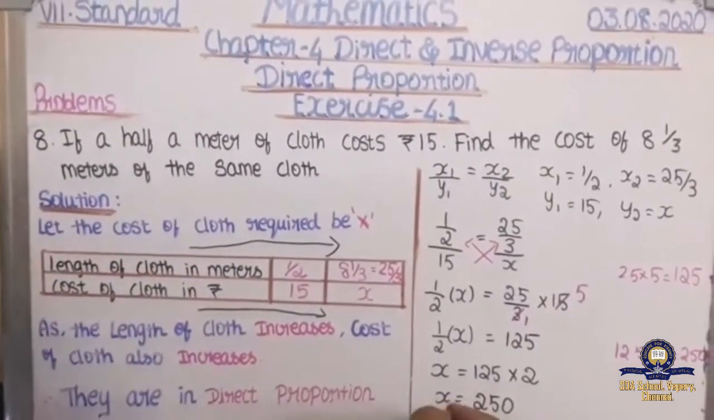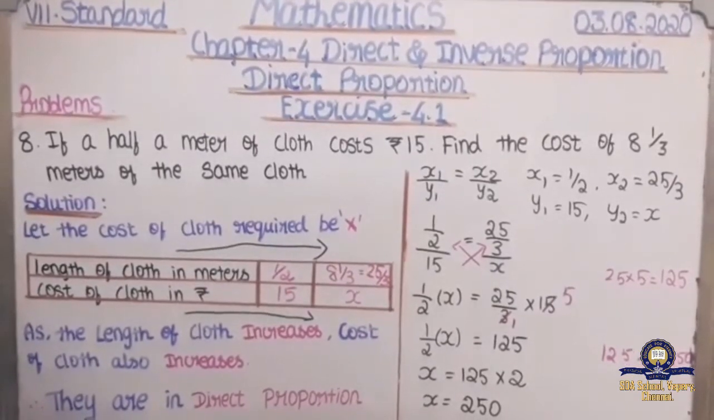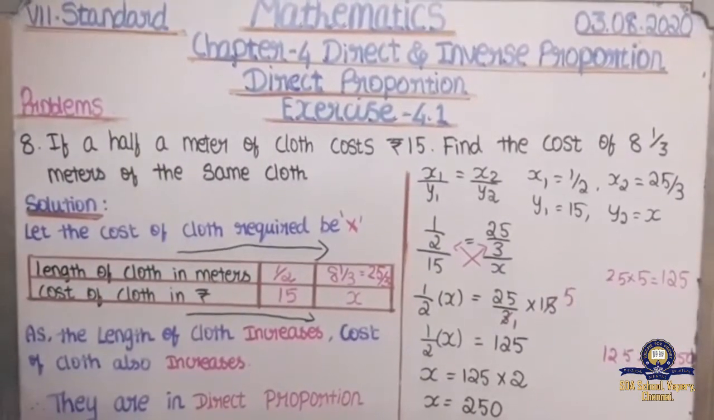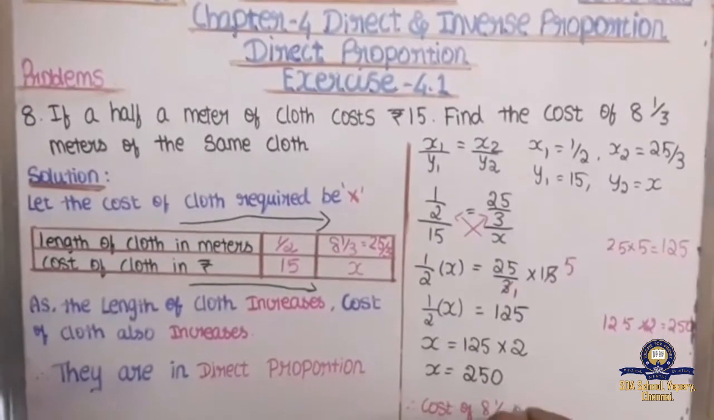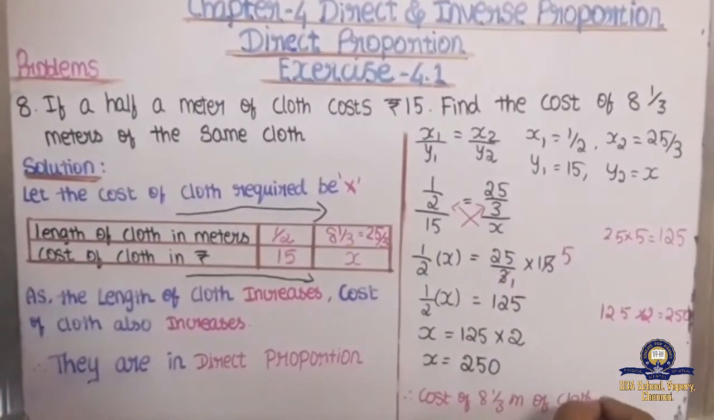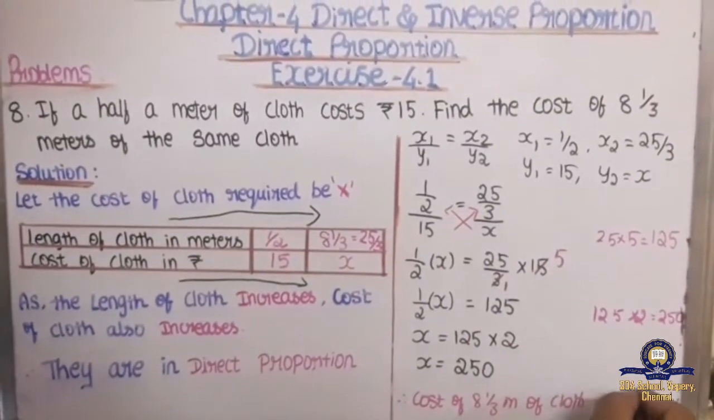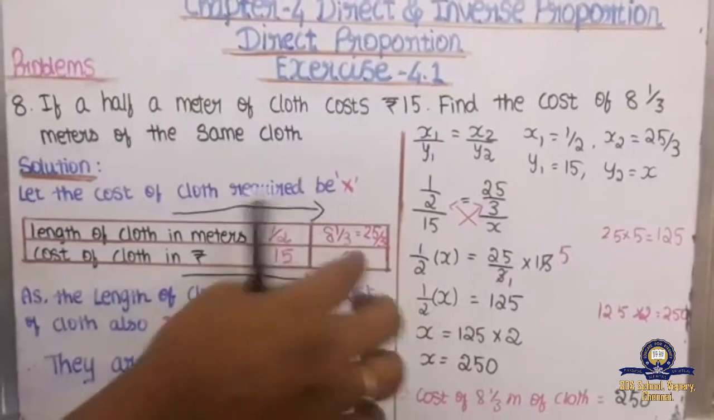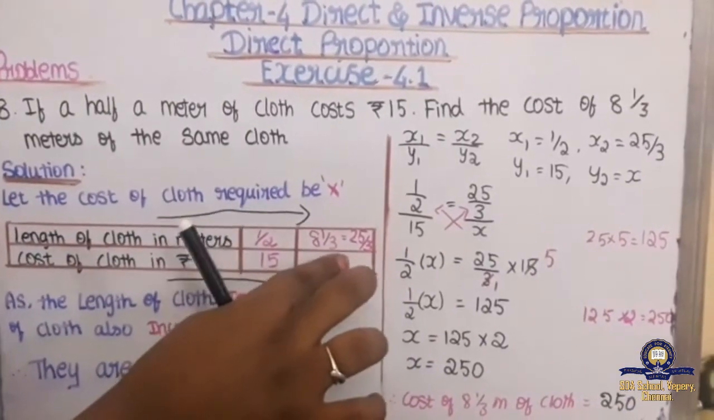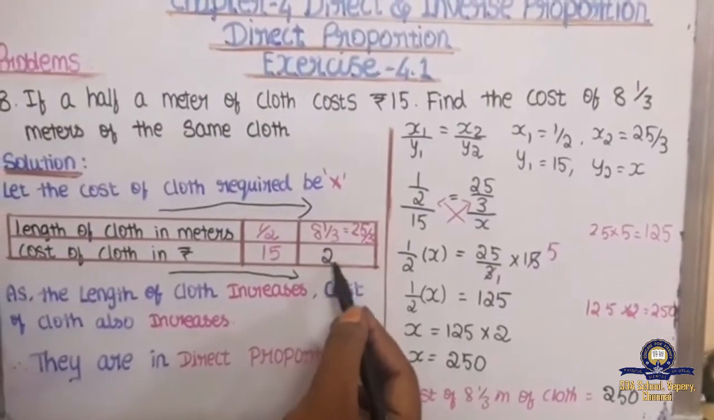Here, we find that the cost of 8 1 by 3 meter of cloth is equal to rupees 250. Therefore, we find that 8 1 by 3 length of the cloth costs rupees 250.